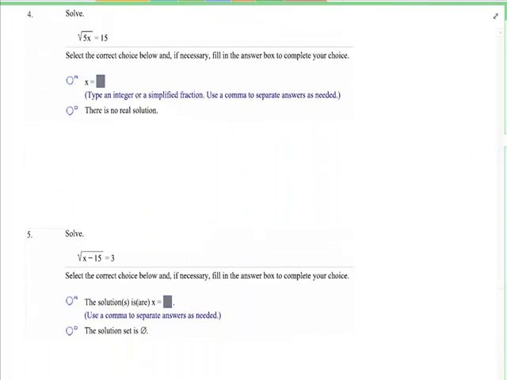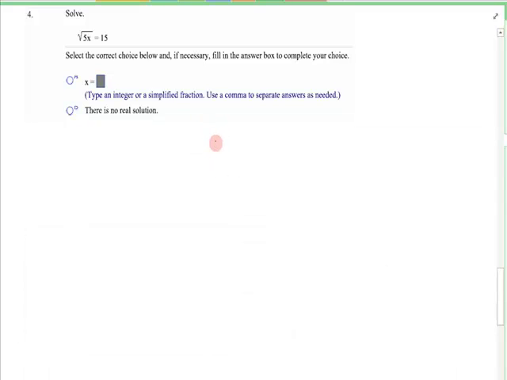Number 4. I have the square root of 5x is equal to 15. Is the radical isolated? Yes. So I'm going to use my shortcut and go ahead and square the left side and square the right side. We know that when you square a square root, the radicand pops out, so I get 5x. When you square the rational number 15, you get 225.